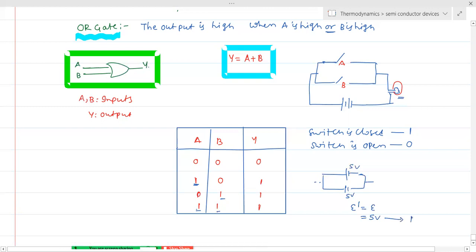So this is not only possible for 2 gates. Suppose you take n number of gates, they are in parallel. If everything is closed, then also the output is high.